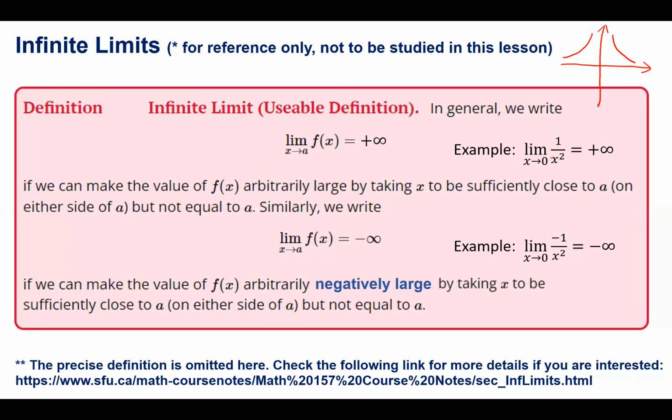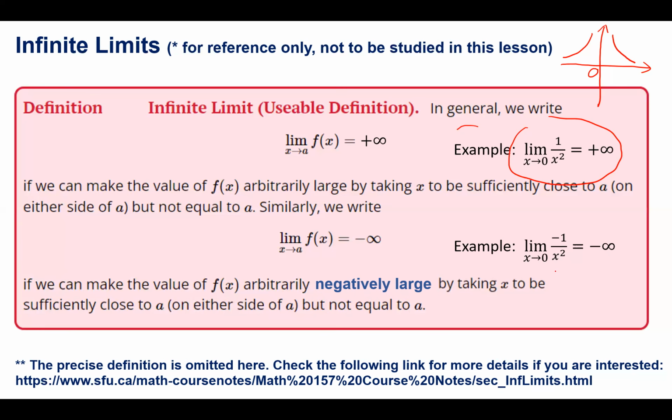So here, we can say that the limit of this function when x approaches 0 is positive infinity, right? So we can use an expression like this to express this behavior. Similarly, the limit of f(x) when x approaches a can also be negative infinity, if we can make the value of f(x) arbitrarily negatively large by taking x to be sufficiently close to a, but not equal to a.